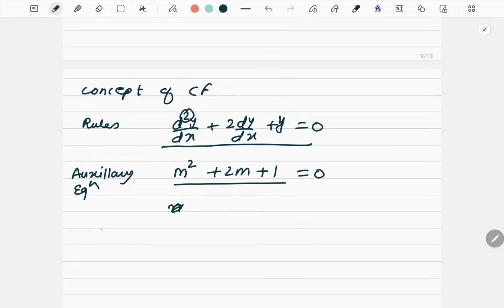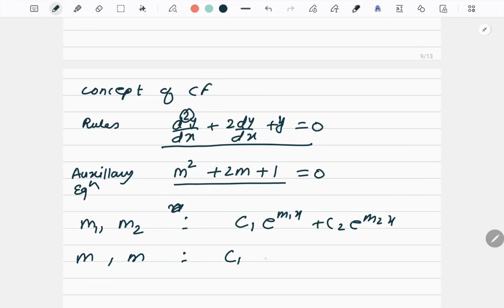Now suppose any equation is there. Suppose you get two numbers m1 and m2 as the roots. So your CF will be c1 e to the power m1x plus c2 e to the power m2x. If it is a repeated root, suppose m comma m, then it is c1 plus c2x, times e to the power mx.